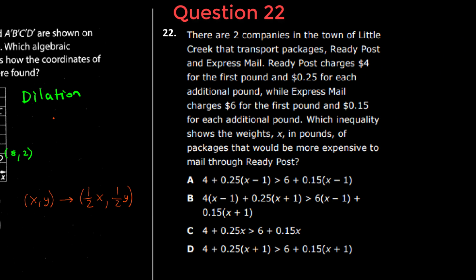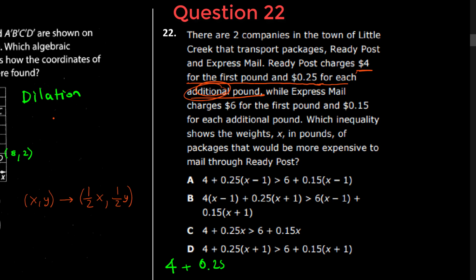On question number 22, the company ReadyPost charges $4 for the first pound and 25 cents for each additional pound. So we will start off with $4 for this company, and we will be paying 0.25 per additional pound. So we'll multiply it by the number of pounds. However, we already paid for the first pound. We paid $4 here, so we are not going to pay for the first pound. So I'm going to take away the first pound from the number of pounds.